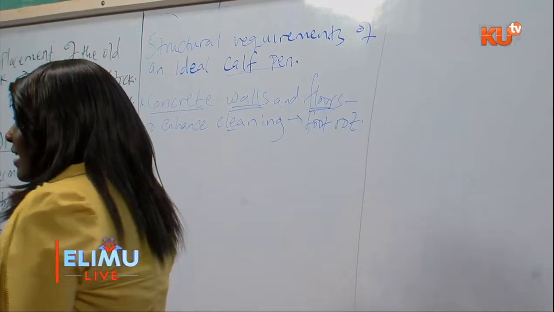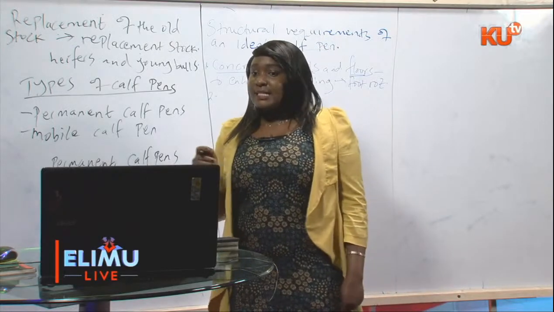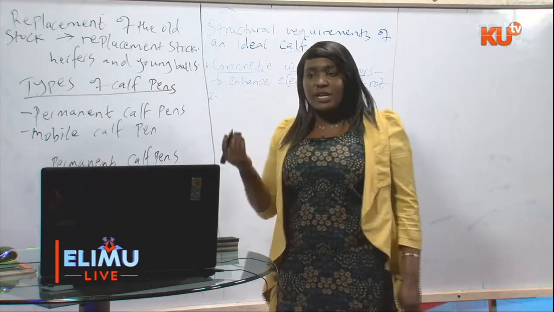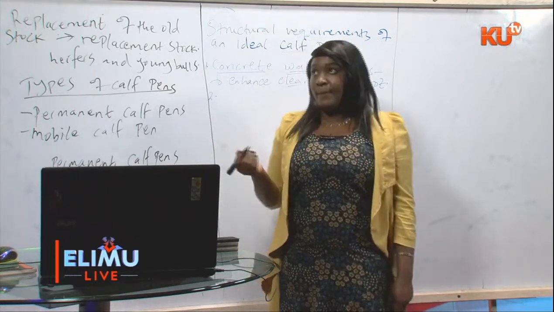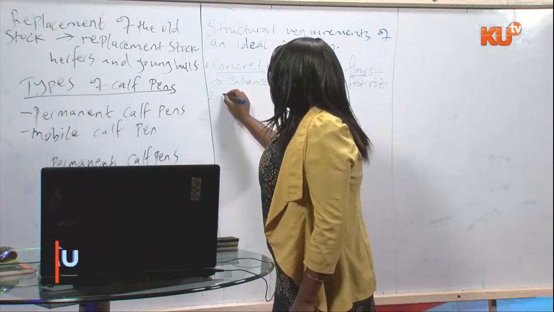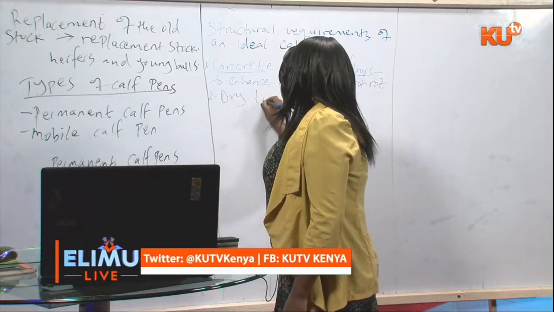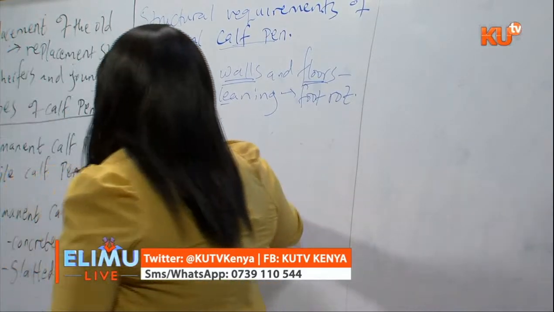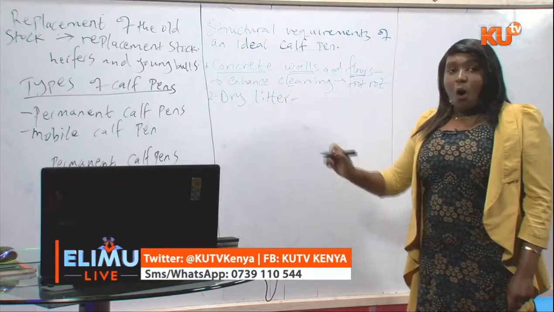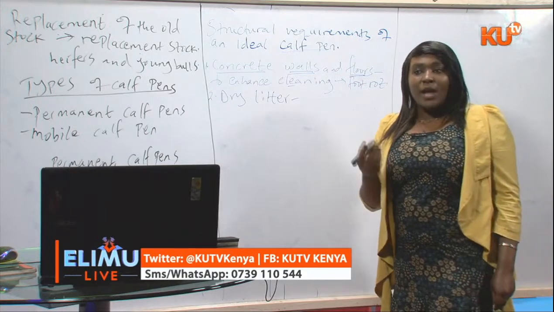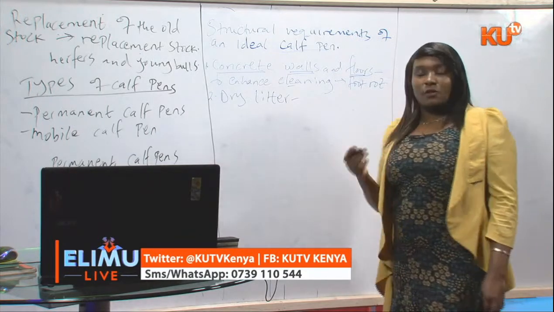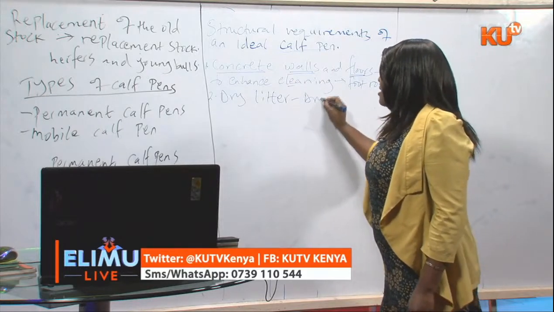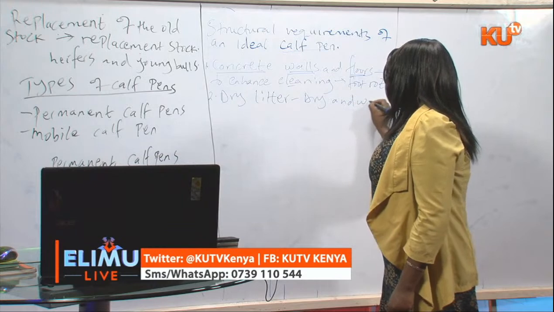Number 2 requirement of an ideal calf pen is that you should ensure that this calf pen is dry. And how do you ensure that it is dry all the time? Place dry litter. You place dry litter on the floors. Why do we place dry litter on the floors of our calf pens? This ensures that the calf pen is dry and warm.